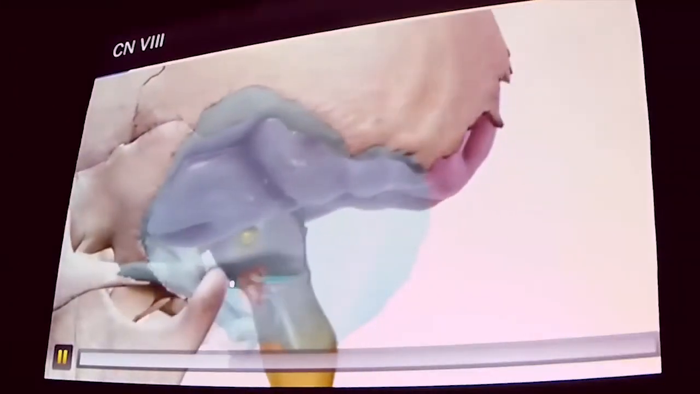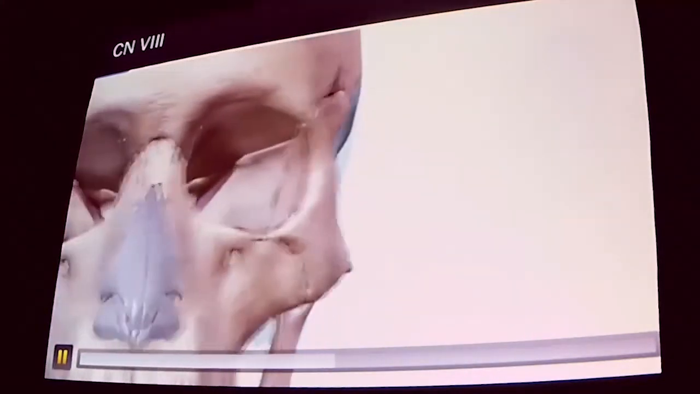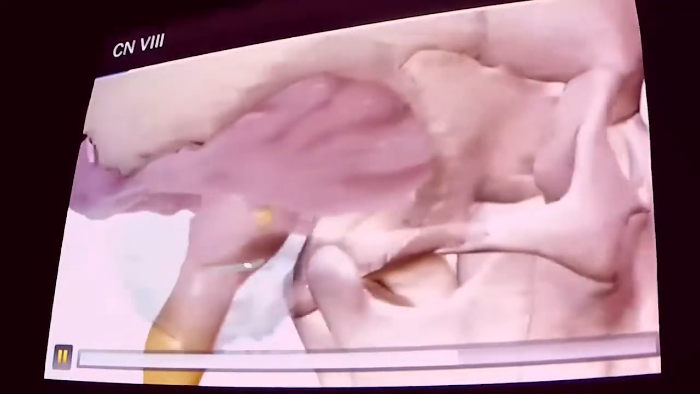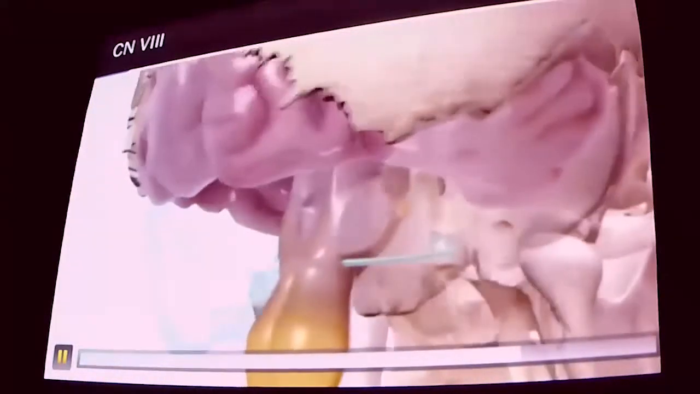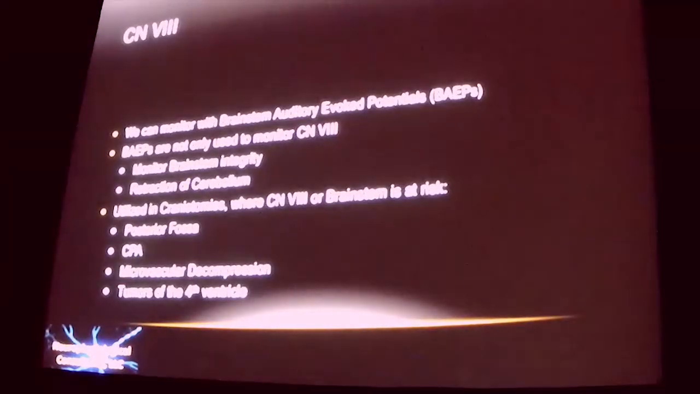So here's the acoustic meatus here. It's a little hard to see as we come around. There's the meatus there, and there's the 8th nerve. So we monitor brainstem auditory evoked potentials, however you want to call them: brainstem auditory evoked responses, auditory brainstem responses, so BAERs, BAEPs, ABRs, whatever you want to call them, that's how we monitor them.